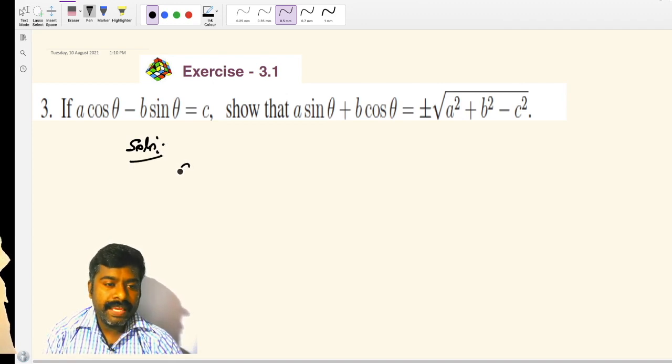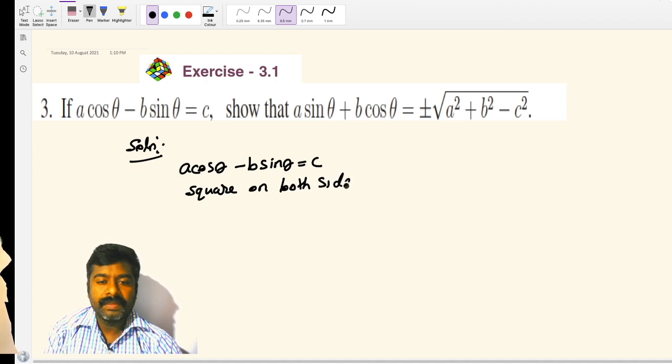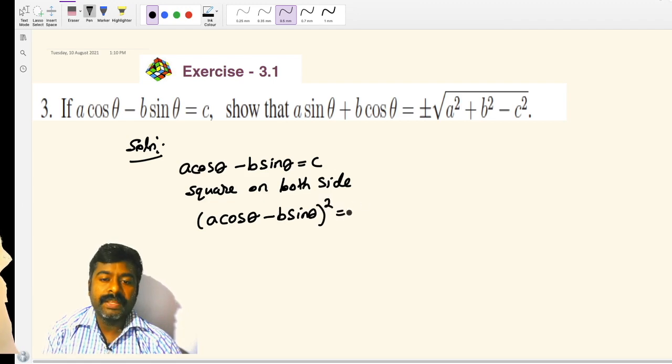Given a cos theta minus b sin theta equal to c. Square on both sides. So a cos theta minus b sin theta the whole square equals c square.